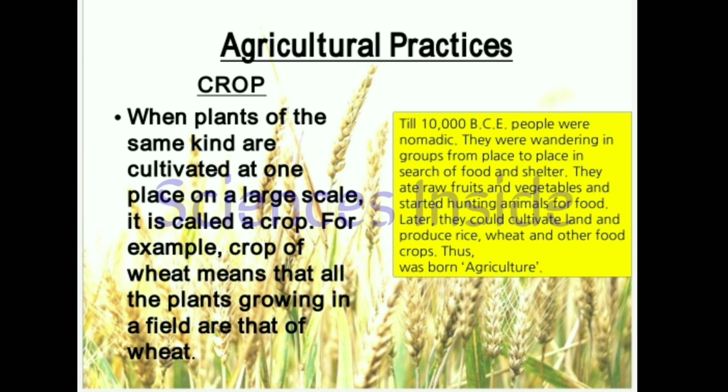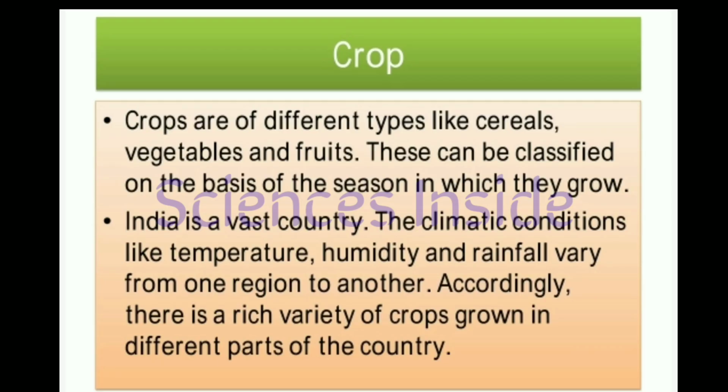Whereas a crop grown for the purpose of sale as well as profit and for non-subsistence is called a cash crop, for example, tea and coconut. So crops are of different types like cereals, vegetables and fruits. These can be classified on the basis of the season in which they grow. India is a vast country and the climatic conditions like temperature, humidity and rainfall vary from one region to another. Accordingly, there is a rich variety of crops grown in different parts of the country.